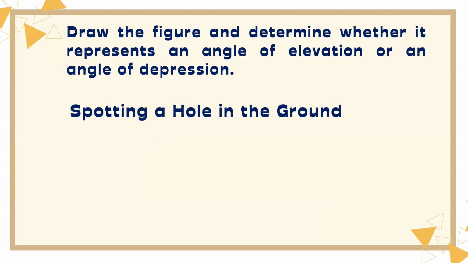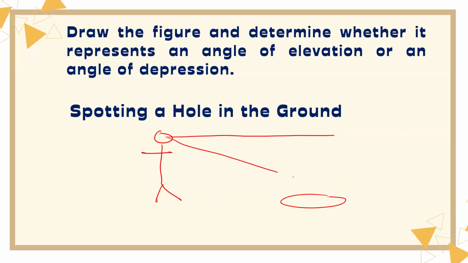Okay, very good. So when you spot a hole on the ground, say you're here, and then there's a hole on the ground. This is the horizontal line, and this is the line of sight. So horizontal line, line of sight. That is angle of depression or angle of elevation. Any guess? Any answers? It's going down, looking down, you're bowing your head. So what is that? Very good. This is your angle of depression.